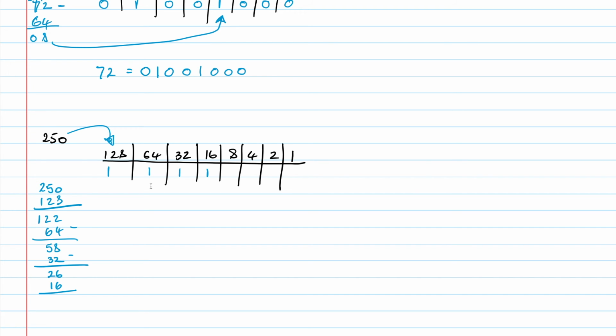I'm sure you can work out what we're going to do, and you'll get faster and faster at doing these. If I'm trying to make 10, well, I've got an 8 and a 2. So I'm going to put the 8 there, and that leaves me with 2. Well, 4 is too big, 2 is good. So we've just done a very quick calculation, and 250 is 1, 1, 1, 1, 1, 0, 1, 0.